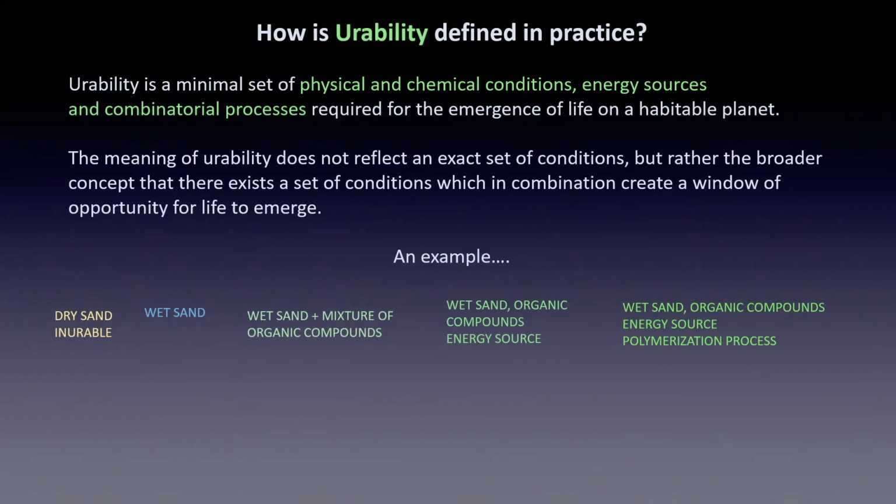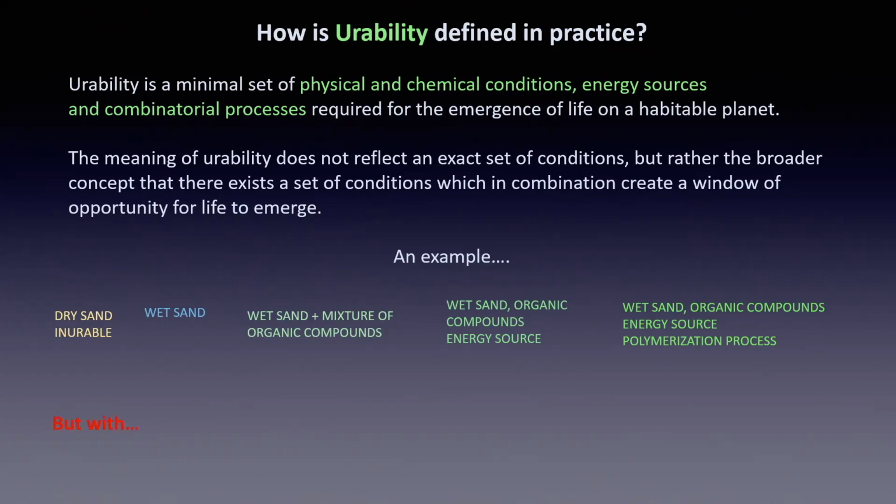So let's add one more process, polymerization. Let's say that some of that energy somehow got polymers to form in that wet sand from those organic compounds. For instance, we might have amino acids there, and they could form simple peptides, or we could have nucleotides there, and they could form short strands of nucleic acids, given the right energy sources. But life still would not start there because there would be no way for evolution and selection to begin.